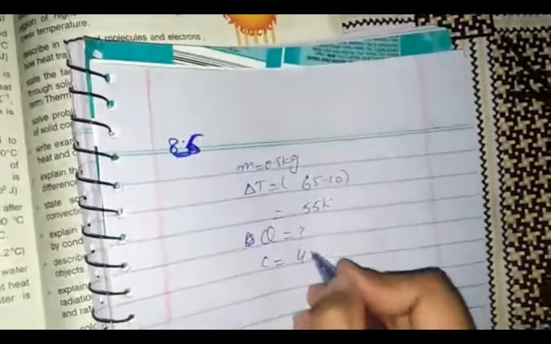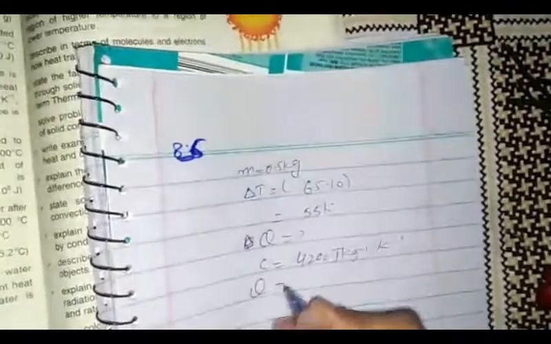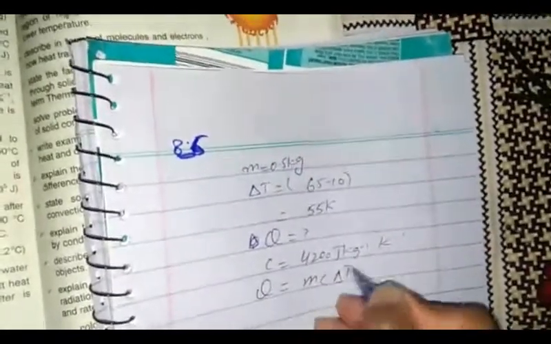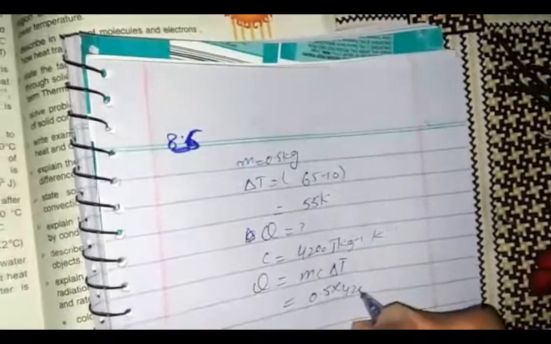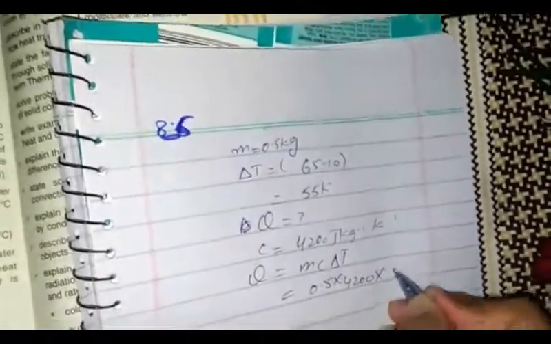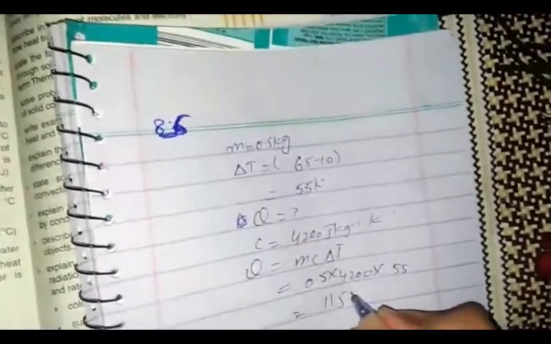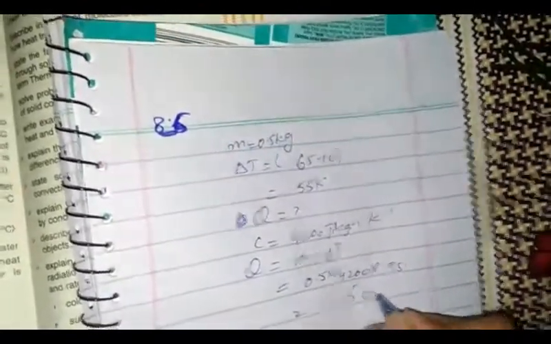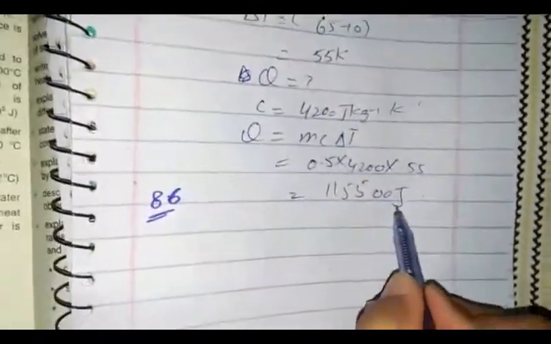The specific heat of water is 4200 joule per kg per Kelvin. The formula of heat is m c delta T. By putting values, 0.5 multiplied by 4200 multiplied by 55, our answer becomes 11,550 joule. As heat is energy, the unit of heat energy is joule.